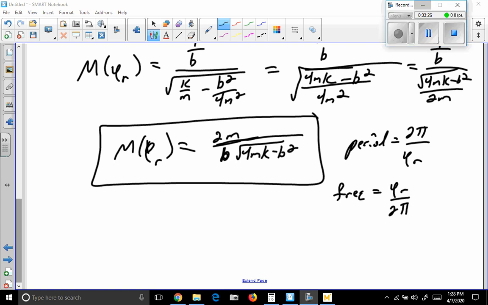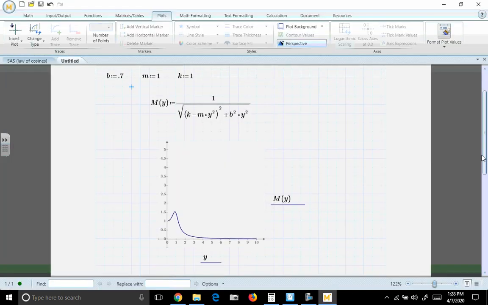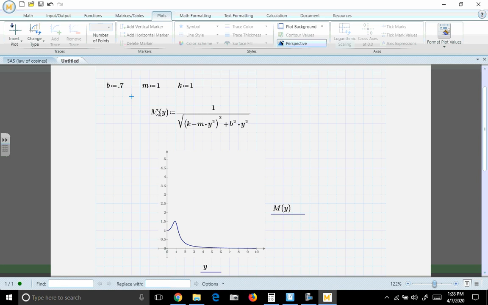So I've put together some plots in MathCAD where we plot the resonance curve, and for simplicity, let's let the mass and k both be 1, and let's see what happens as we adjust b.